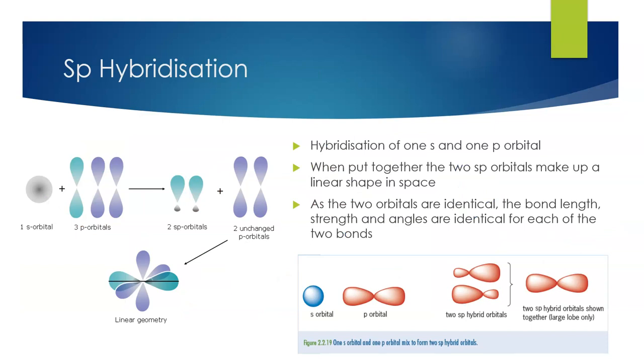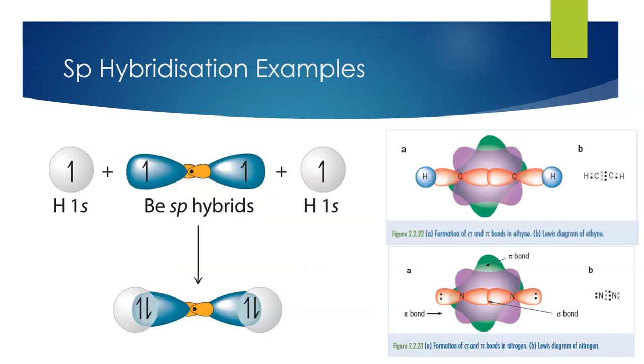sp, we now are blending only 2 orbitals. So we have the hybridization with an s and a p, leaving unhybridized orbitals. When we put the 2 sp orbitals together, they will repel to be as far apart as possible, so we will get a linear shape. The 2 orbitals are identical, so the bond length and strength are identical for the 2 different bonds.